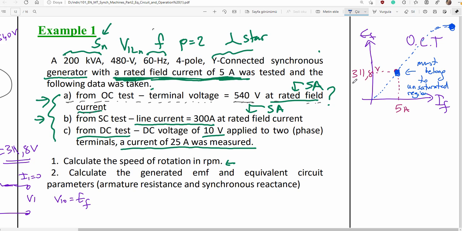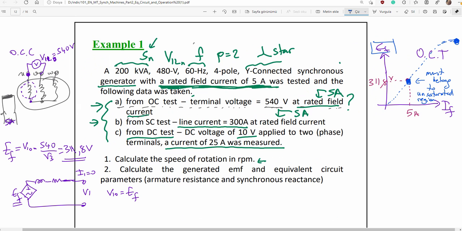Okay, we've got the open circuit test for one phase right now. We have understood what is happening in the machine. That voltage belongs to the line value, and then we have found the single phase voltage, and we conclude that the single phase voltage is equal to EF under no load condition, and it is a point on the open circuit test. We just understand those kinds of things that happened.